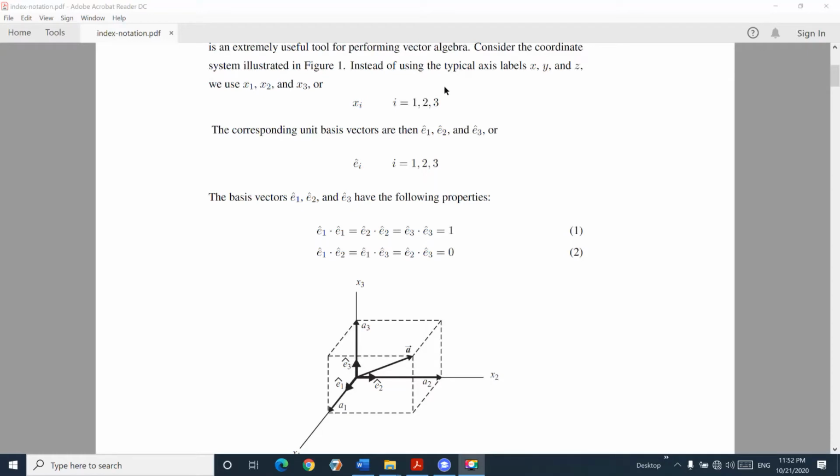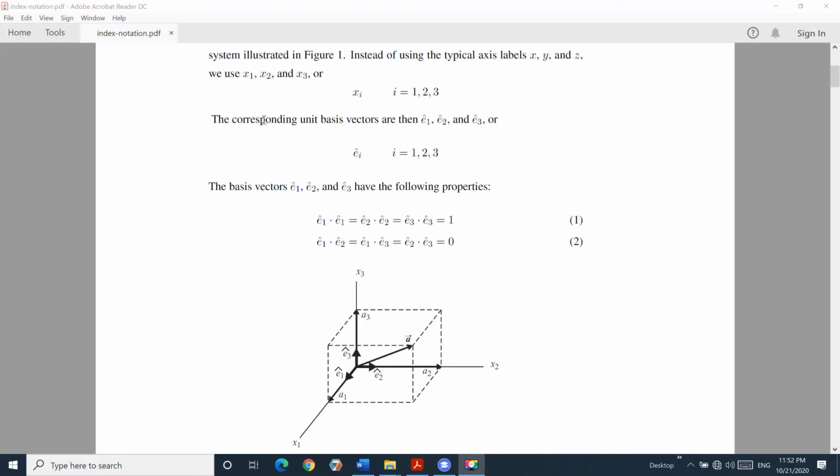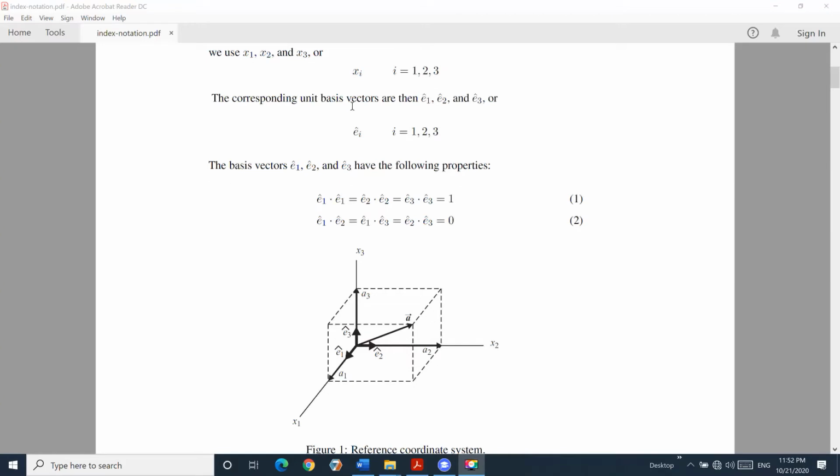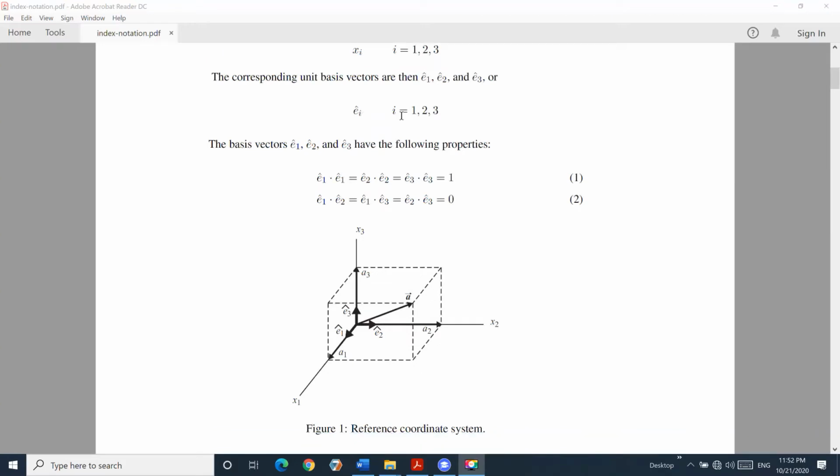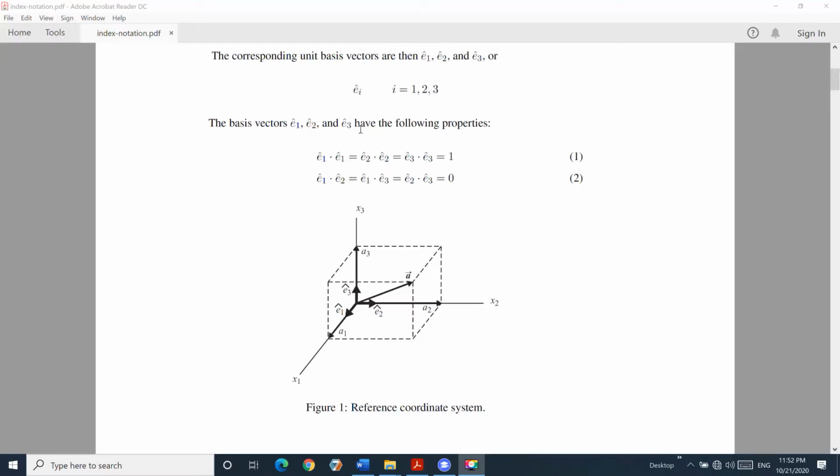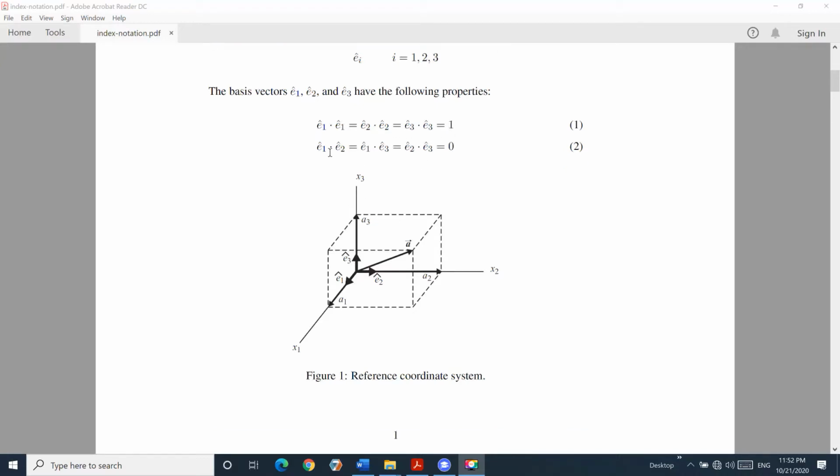So we can represent all these coordinates x, y, z like xi, where i represents 1, 2, 3 for 3-space. And for 3-space, the corresponding unit basis vectors are e1, e2, and e3, and we can represent them similarly to the coordinates, as ei, again with i being 1, 2, 3. The basis vectors e1, e2, e3 have the following properties: the dot product e1 with e1, e2 with e2, e3 with e3 gives 1. Otherwise it gives 0.